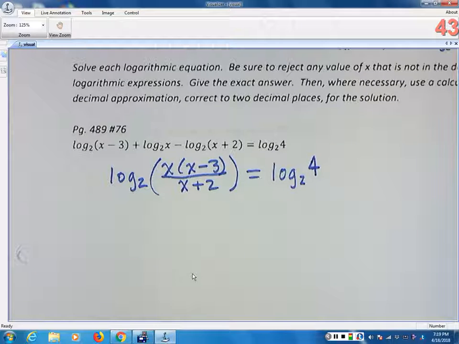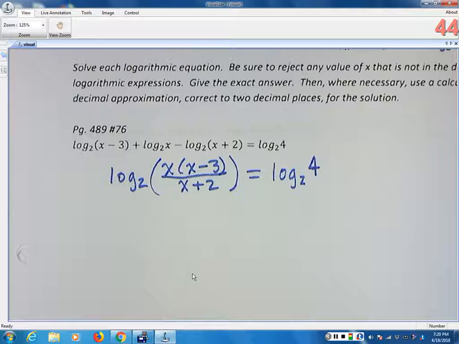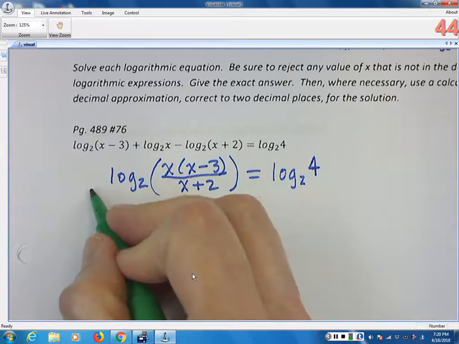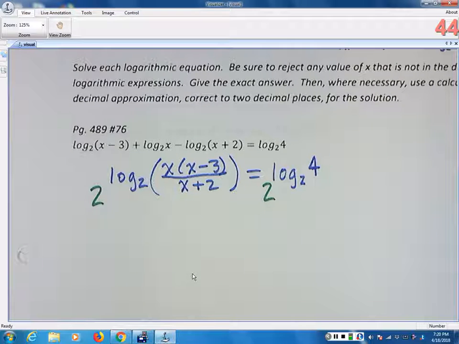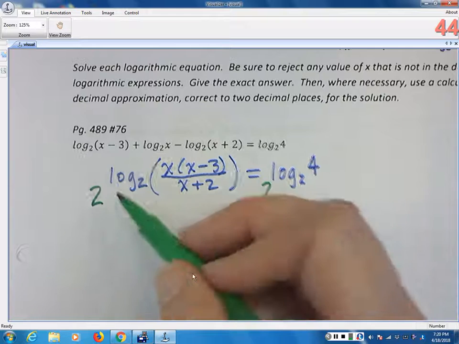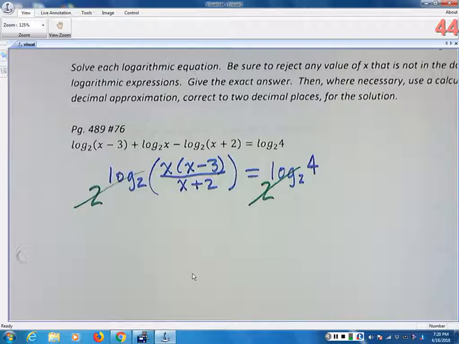Okay, we have a single log equals a single log. So we can use the one-to-one property that says that the insides must be equal. Or we could raise both sides to base 2, and these will cancel. So you can also raise both sides of an equation to the same base. And these cancel. These are two ways to do it, and that's why there were two answers to some of those questions on the little quiz in Socrative that we'll go through in a minute.